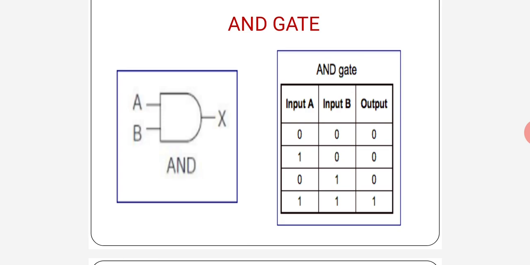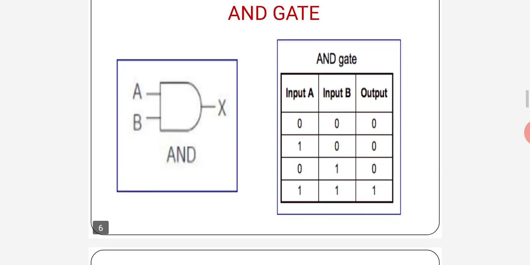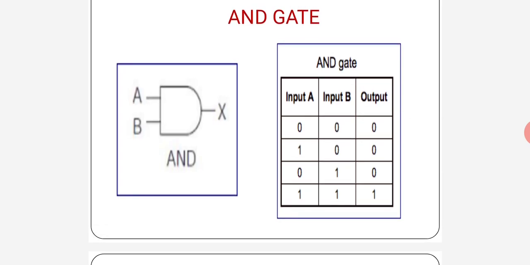1 and 0, the output gives you 0. 0 and 1, the output gives you 0. 1 and 1, the output gives you 1. So it's like when you are doing multiplication. That is the technology in an AND gate. So that is how it is derived.